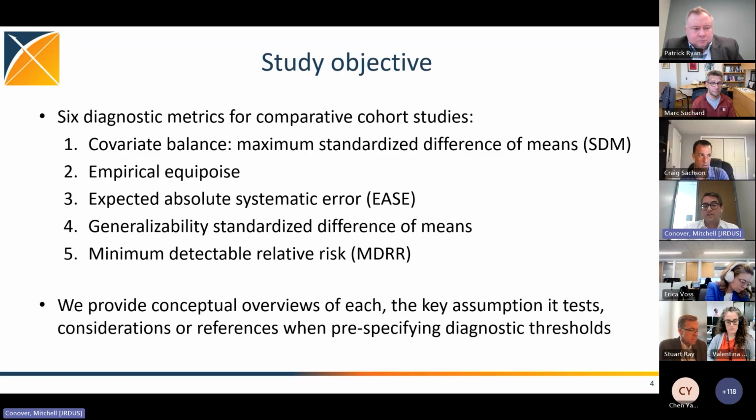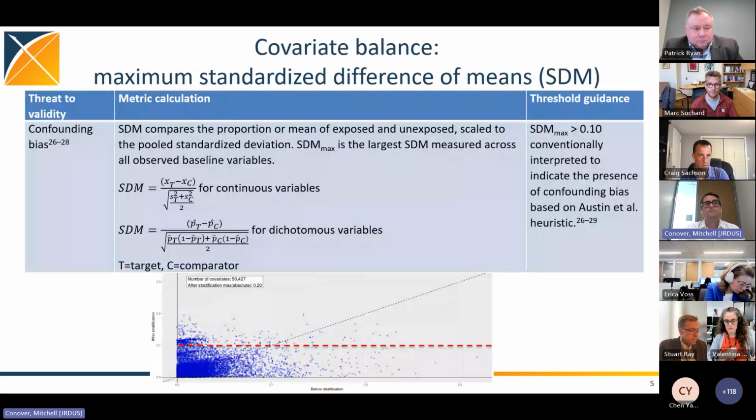We evaluate the threat to validity that's assessed by each metric and considerations or references when you're thinking about specifying diagnostic thresholds. So very briefly, the paper provides an overview of the threat to validity. In the case of covariate balance, the maximum standardized difference of means metric, we're worried about the confounding bias implied by an imbalance after an analytic adjustment between exposed and unexposed patients with respect to baseline covariates. We won't get into the metrics, but on the far right, you can see the threshold guidance proposed by Peter Austin's heuristic that the maximum standardized mean difference should be within 0.1.